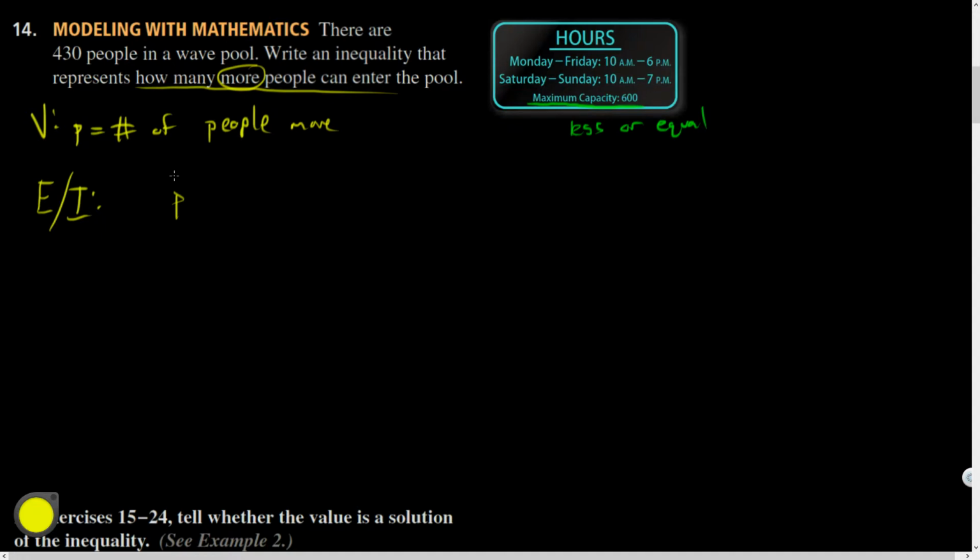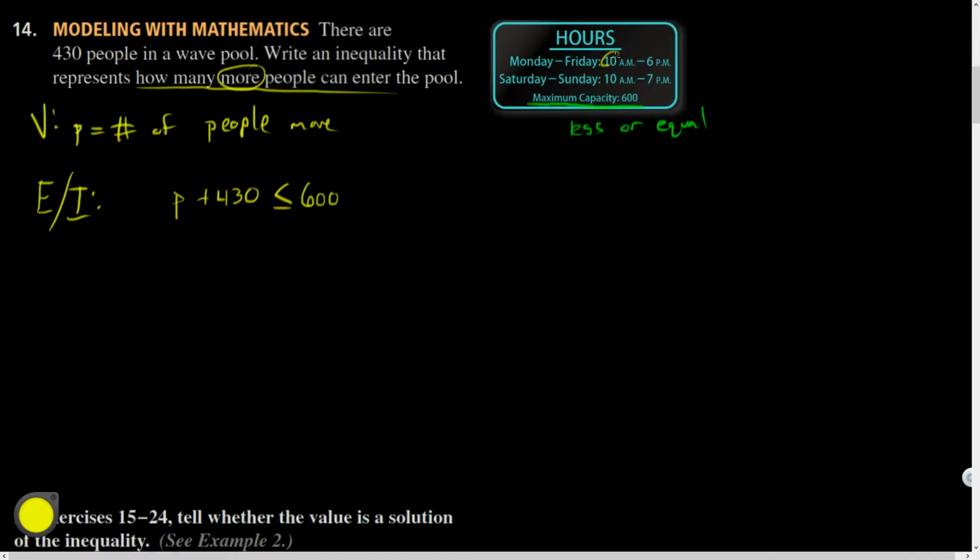So the total number of people in the pool could be represented by P and what number? So 430 people already in there. Add to that the number of people who can enter the pool. And that's going to be the total number of people that can be in the pool at any given time. And then I want this to be less than or equal to 600.